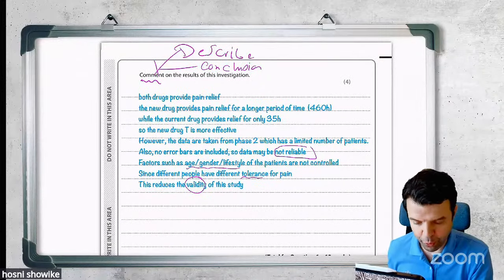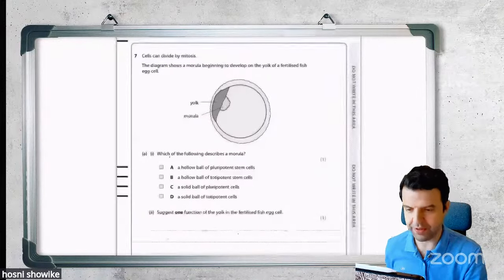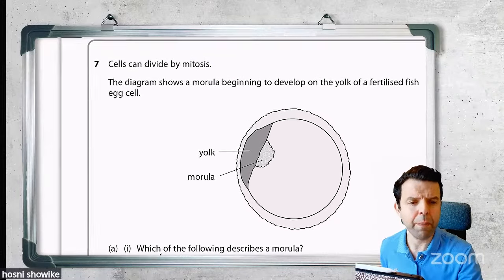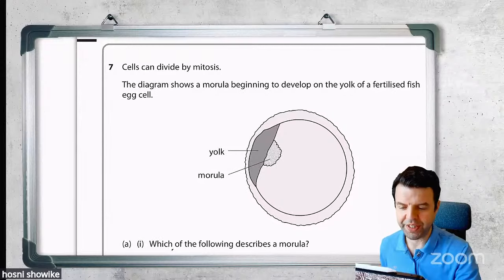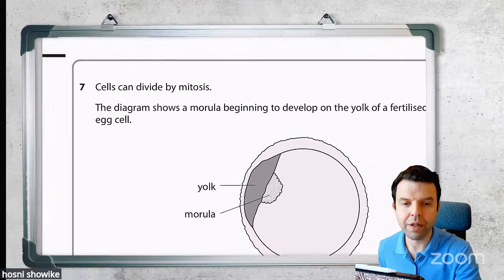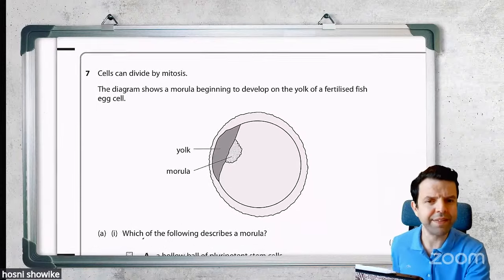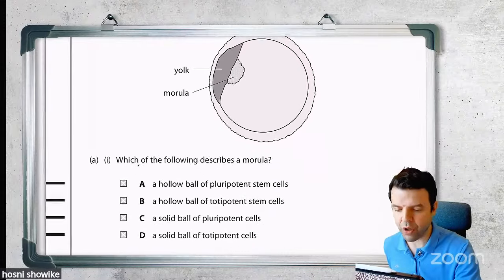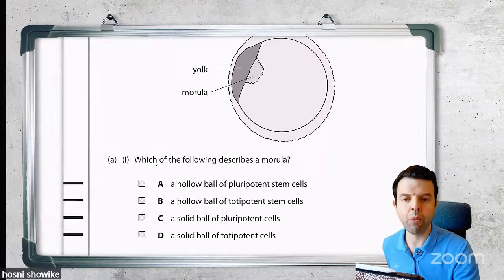Now, the question before the last, question 7, is about the embryonic stages. They gave me this one here, the morula. Morula is like the 16 cell stage. And they said what describes the morula.